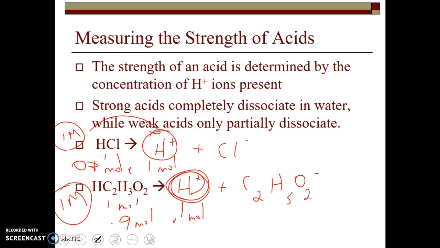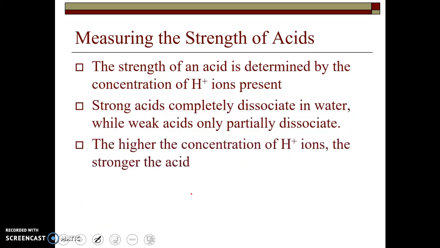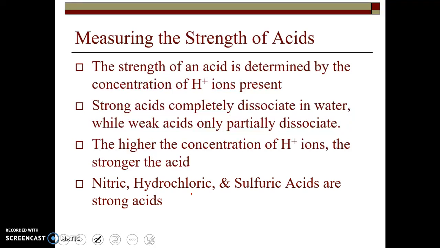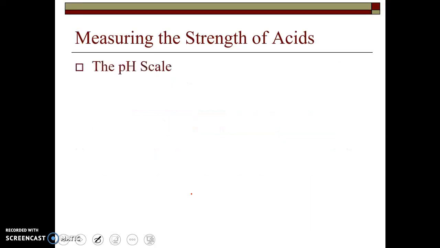So you can't just go by what the bottle says. You have to know whether it's strong or weak, and you really need a measure of those hydrogen ions. So the higher the concentration of hydrogen ions, the stronger the acid will be. So do you remember our 3 strong acids on our list of 7? It's nitric, hydrochloric, and sulfuric.